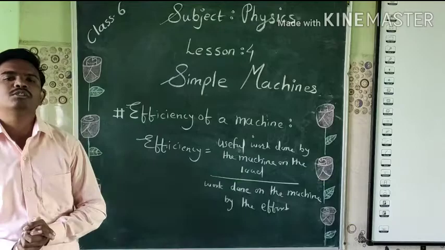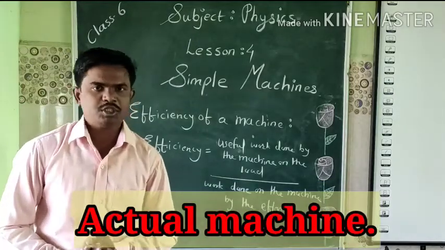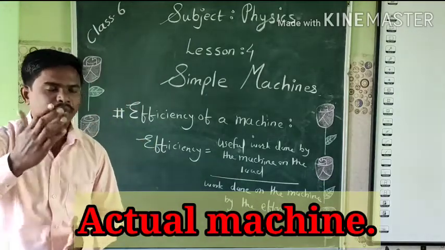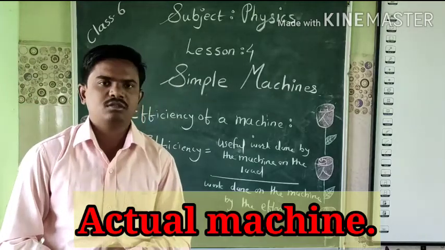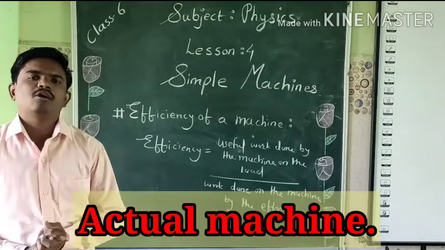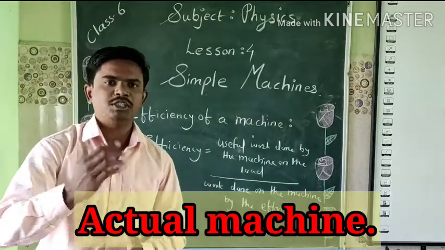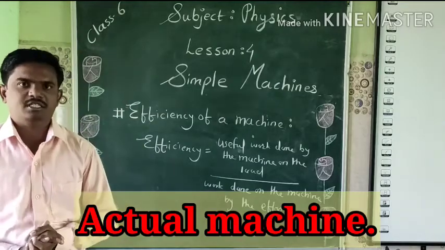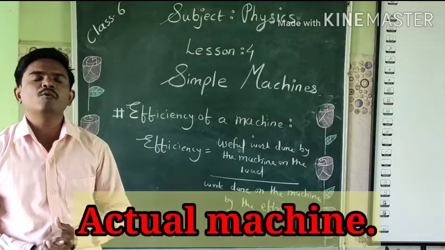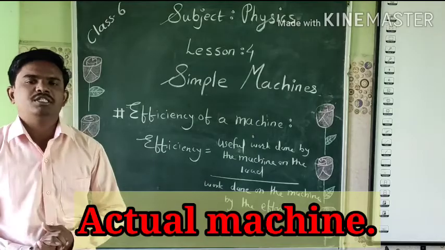Now we will talk about the actual machine. In practice, no machine is perfect because some part of the work done on the machine is lost in overcoming the friction between the moving parts of the machine.